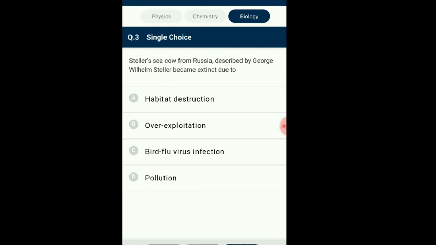IUCN has recorded in the last 500 years the extinction of 785 species. Some examples of recent extinctions include dodo; quagga, endemic to Africa; thylacine, endemic to Australia; Steller's sea cow, endemic to Russia; and 3 subspecies of tiger. Passenger pigeon and Steller's sea cow were hunted by humans, leading to the decrease. So the answer is option B, overexploitation.